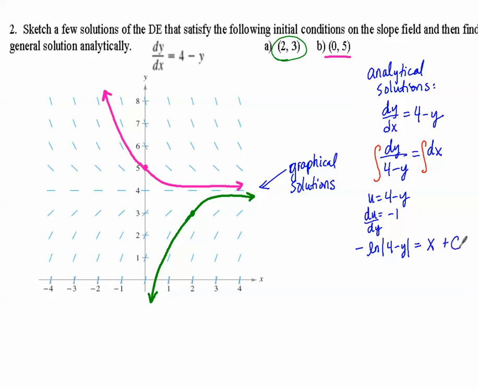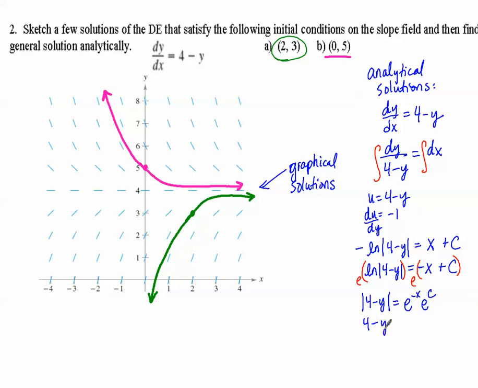Now we want to get the y by itself. So let's first start by multiplying the negative to the other side. Natural log of absolute value of 4 minus y equals negative x plus c. I'm letting my constant just absorb any coefficients, multiples, additions that come its way. Now I'm going to exponentiate both sides with base e. So I've got on this side absolute value of 4 minus y equals e to the negative x times e to the c. Remember, adding exponents means multiplying the common bases.